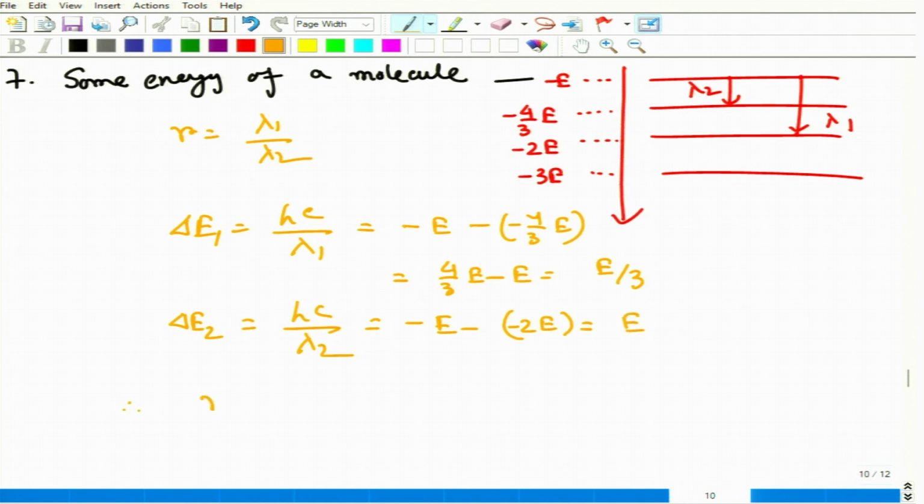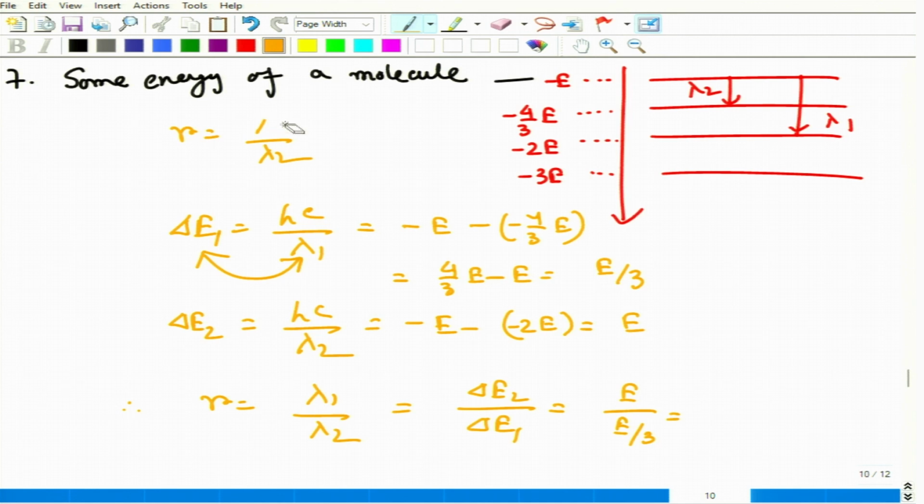So R is equal to lambda 1 divided by lambda 2. So it's essentially E2 divided by E1, because it's inversely proportional, you can see here. So it's E by 3. So it's essentially B. Okay, lambda 1 is actually this. Okay, one minute. Lambda 1 is this.